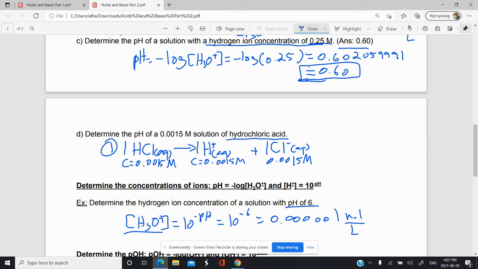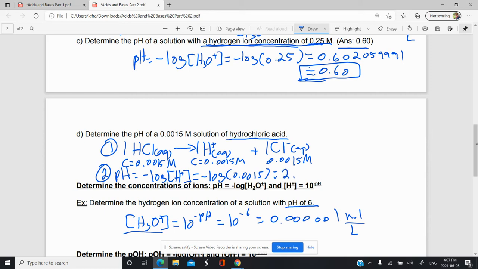So whenever you're given not necessarily the concentration of the hydronium, hydrogen ion concentration, but instead of the acid or the base, you have to do your ionization or dissociation equation to find the concentration of the H+ or the OH- or whatever you're dealing with. So now that we have our concentration of H+, we can do our pH is equal to the negative log of the concentration of H+ or H3O+, same thing, which is equal to the negative log of 0.0015.